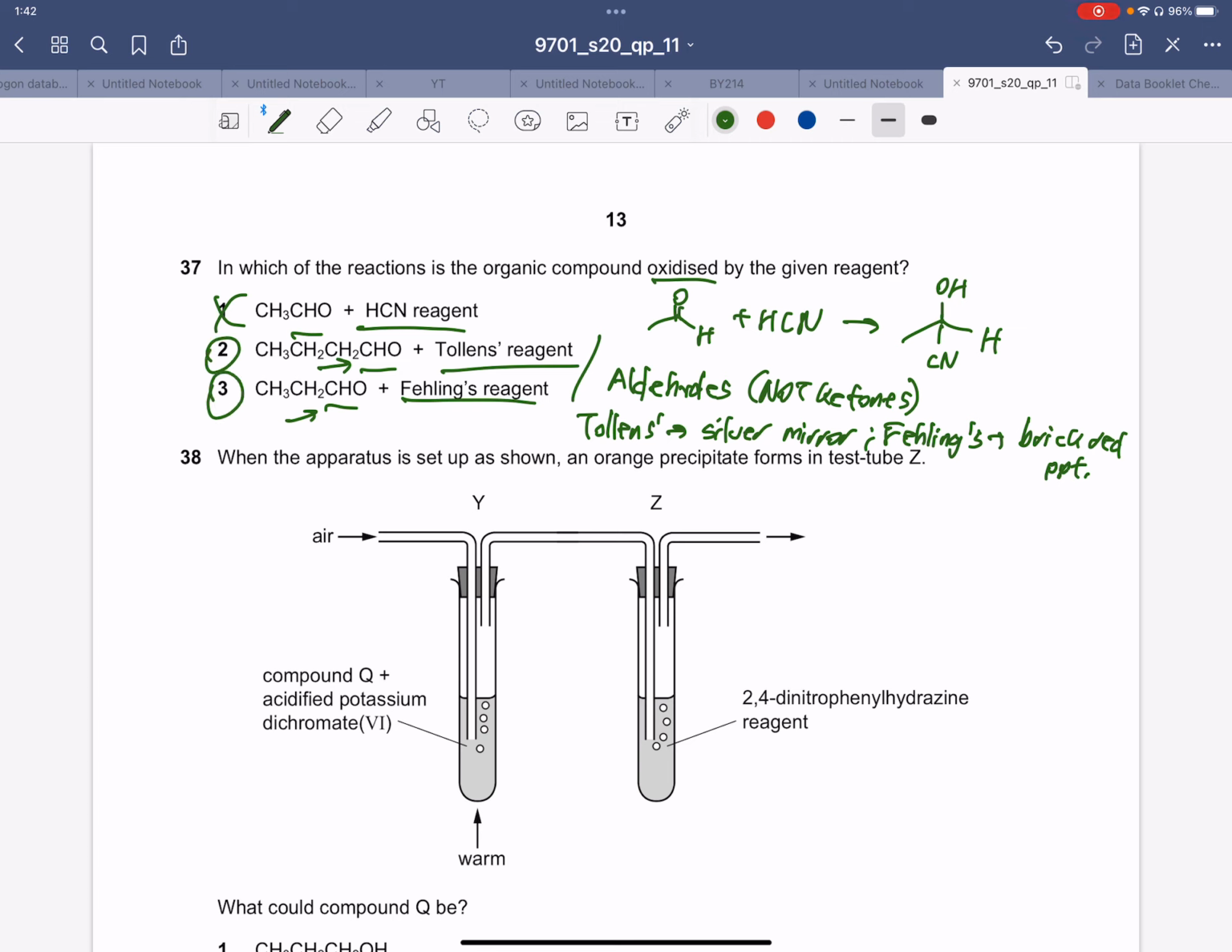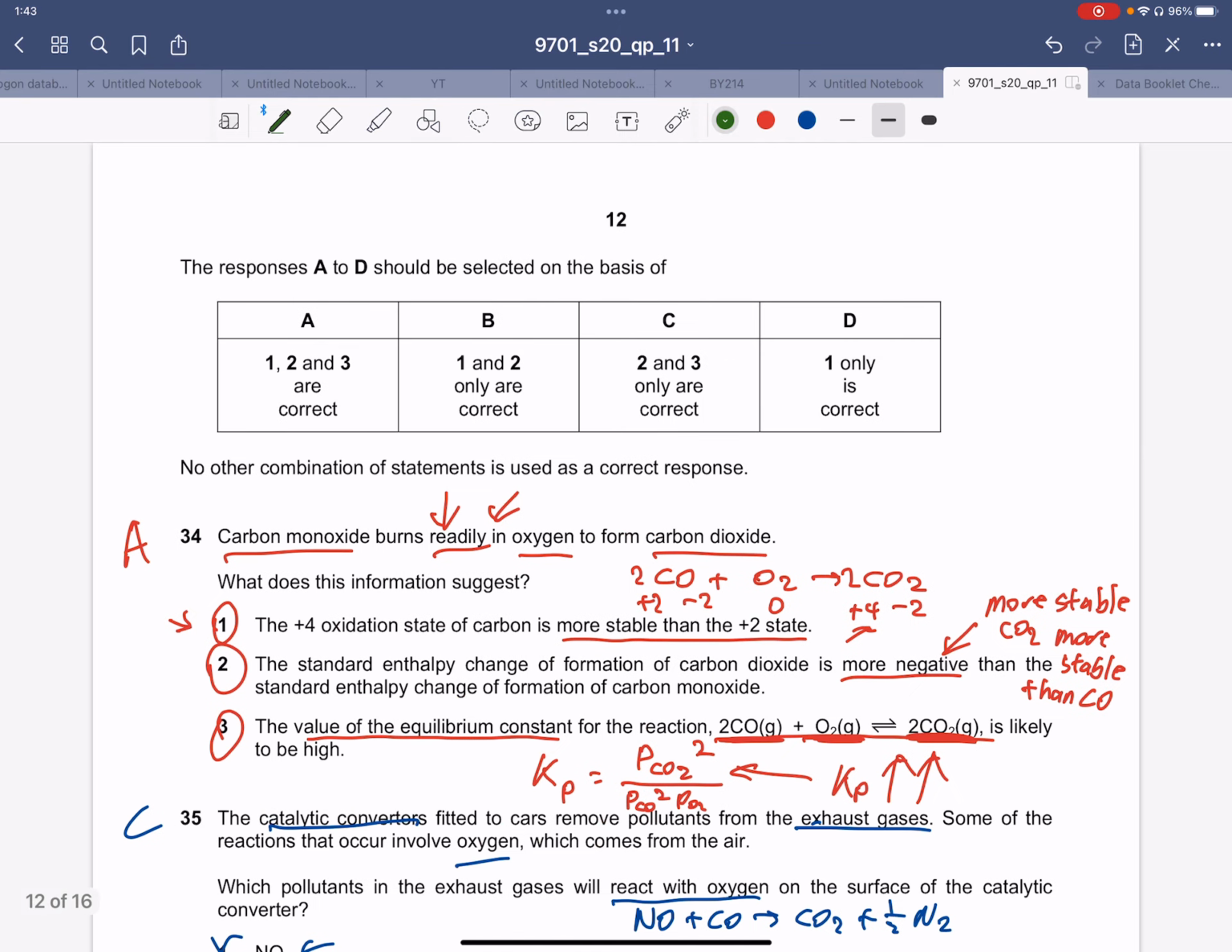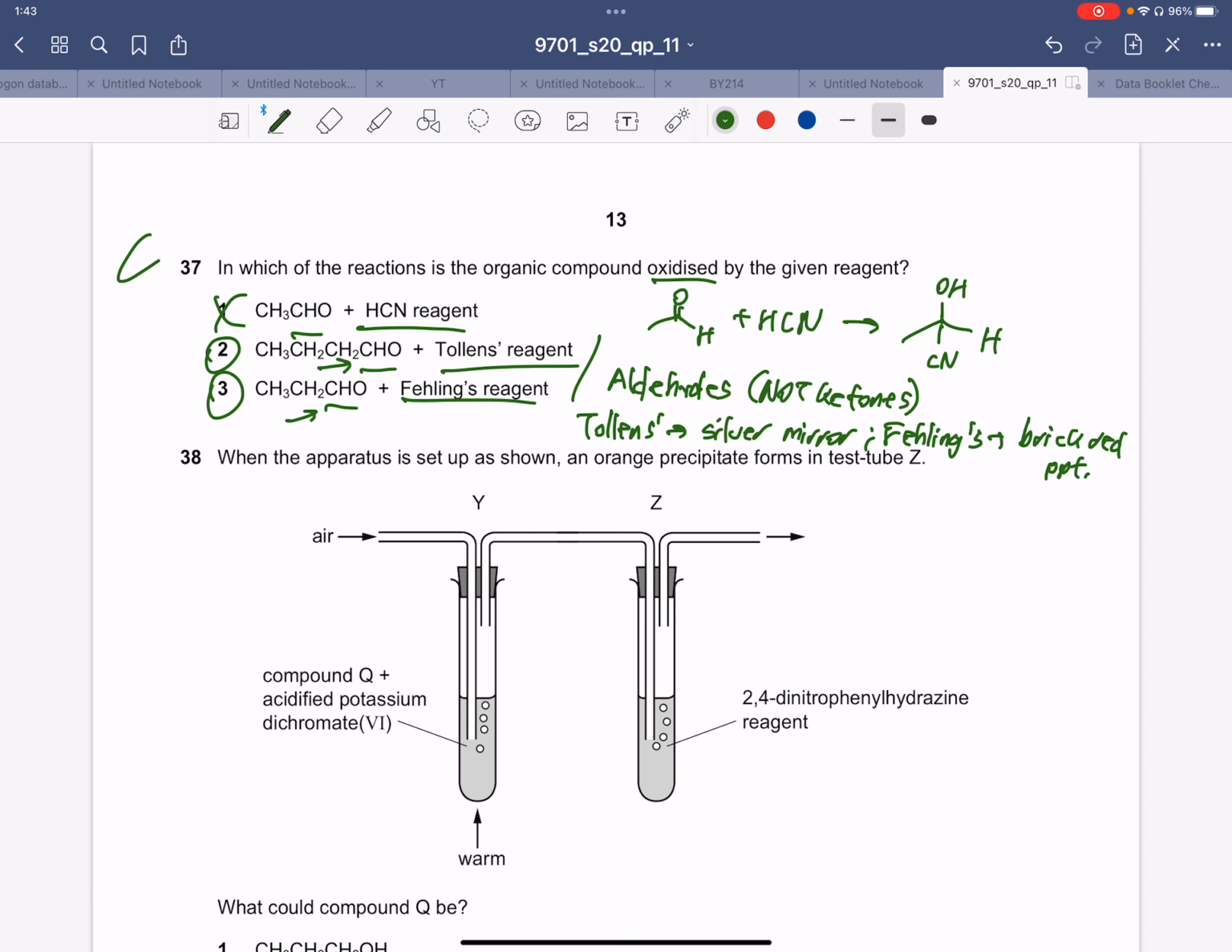Therefore, our answer here is C, because it's 2 and 3. So that is answer choice C.